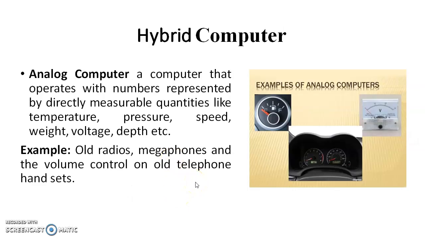If we know what exactly this analog computer is, just imagine any computer which is operating with numbers representing directly measurable quantities like temperature, pressure, speed, weight, voltage. It can be an analog computer. The best examples are megaphones, old radios, the volume controller of the telephone handset can be the example of analog computer.